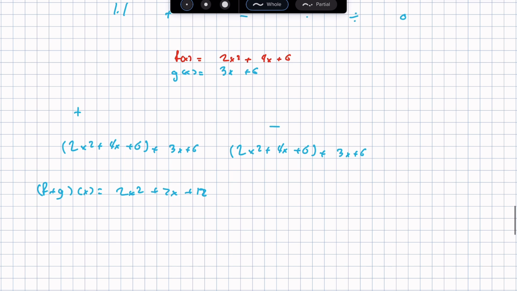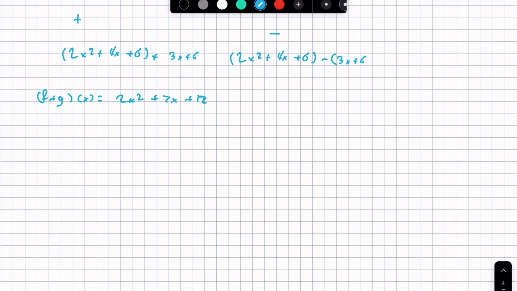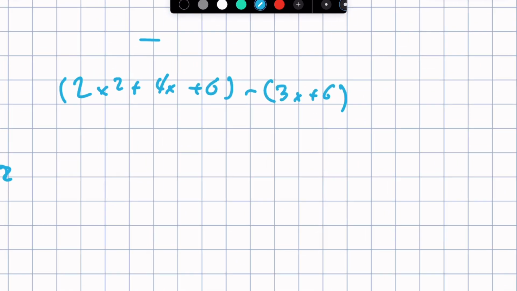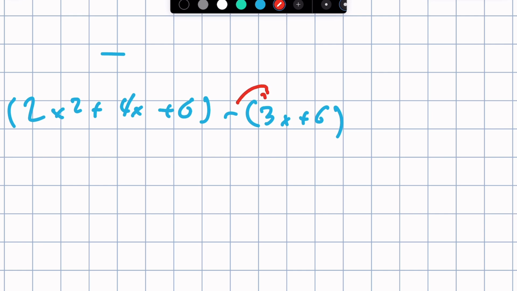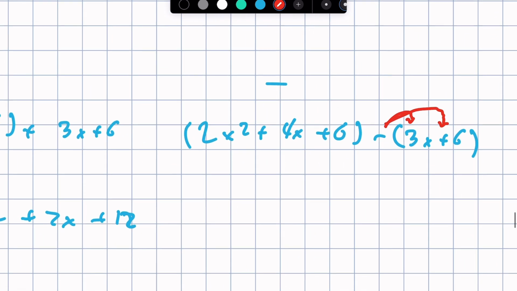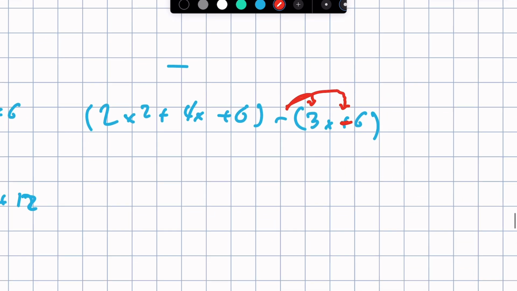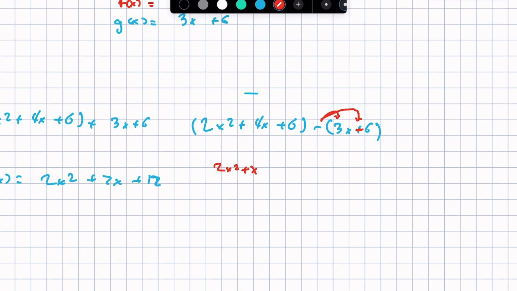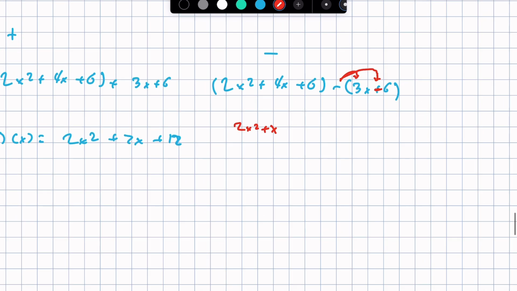Okay? But now, je dois distribuer. Okay? And plus is fine. But here you gotta distribute, so here should be minus. So 2x au carré minus 3x minus 6, so 2x au carré plus x. Or simplify it, x, 2x plus 1. Okay. Next thing is the multiplication.